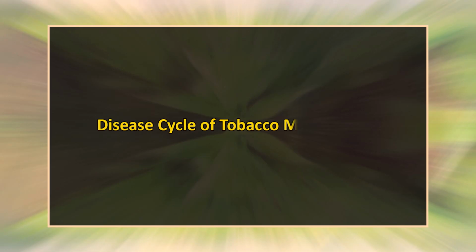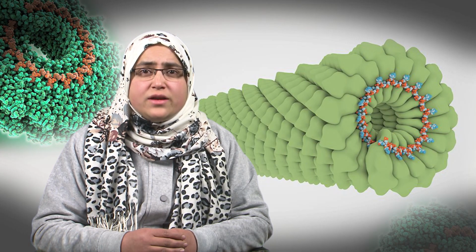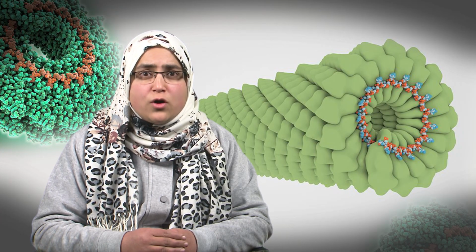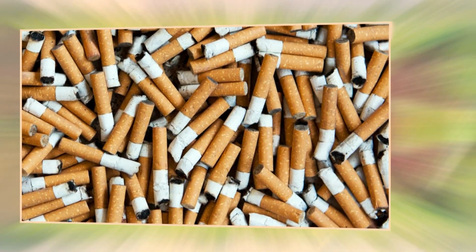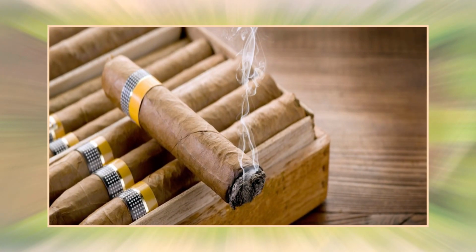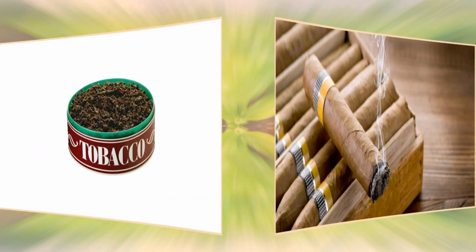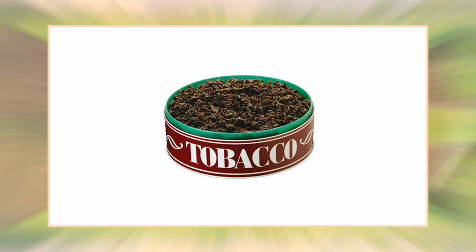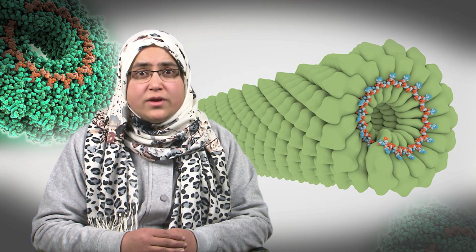Coming to the disease cycle of tobacco mosaic virus. The virus perennates in infected tobacco plant debris, tobacco refuse from warehouses, cigarettes, cigars, pipe and chewing tobacco, and in perennating hosts, which form the source of primary inoculum.